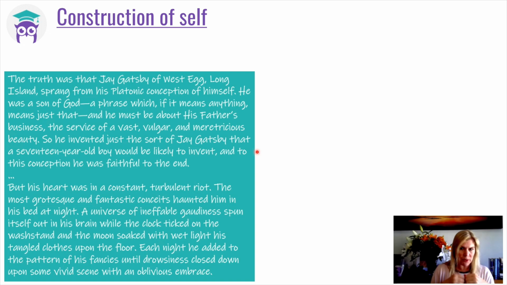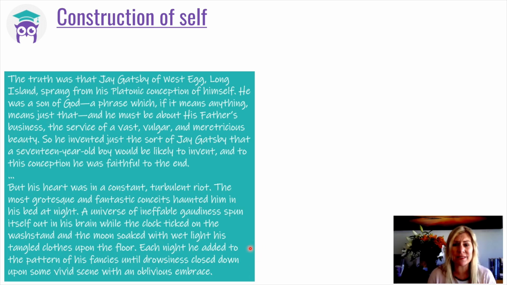But Fitzgerald also points to the difficulties and the challenge and the harm that comes with that. This is from the same chapter, describing James Gatz and his turmoil and his anguish, dreaming of being someone else. "His heart was in a constant turbulent riot." So wonderful metaphor and hyperbole there. "The most grotesque and fantastic conceits haunted him in his bed at night. A universe of ineffable gaudiness spun itself out in his brain while the clock ticked on the washstand," another reference to time. "And the moon soaked with wet light his tangled clothes upon the floor. Each night he added to the pattern of his fancies until drowsiness closed down."